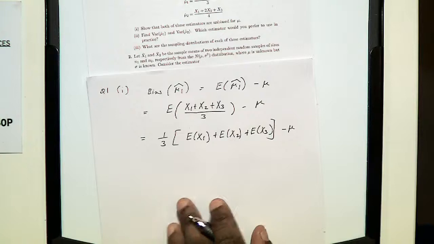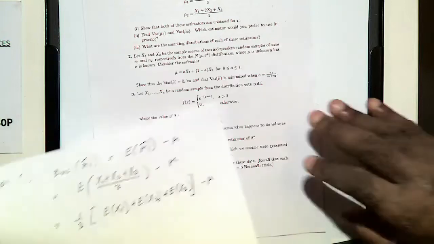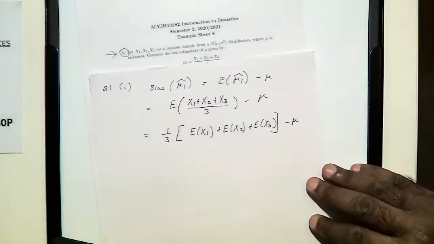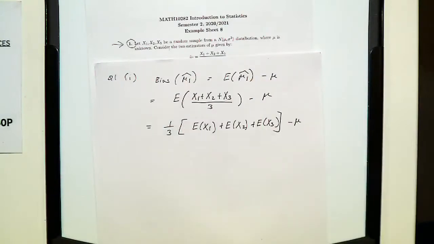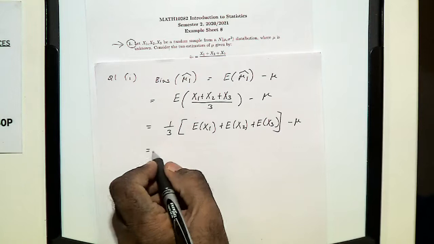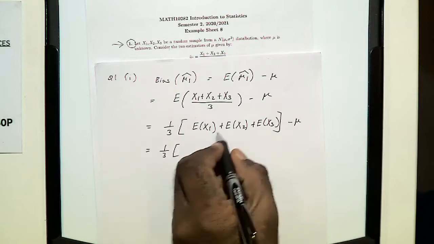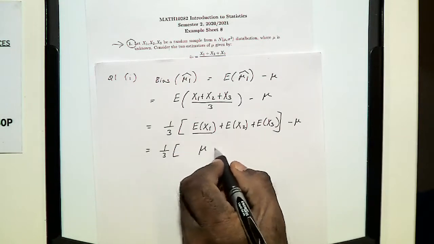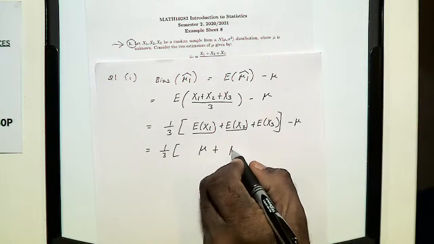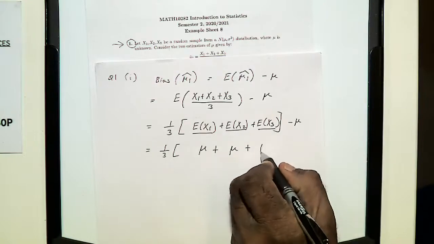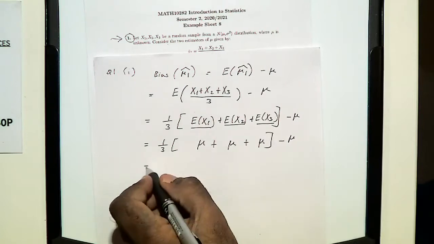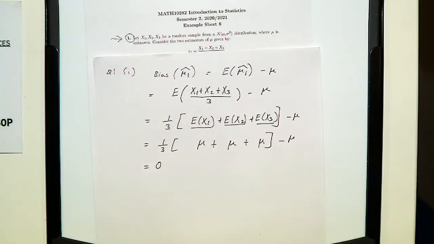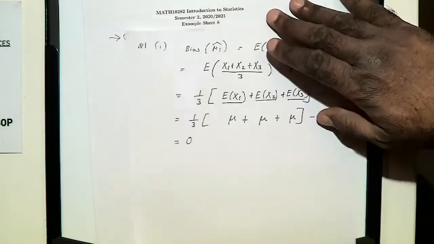Now the question says that x1 to x3 all have the normal distribution with mean mu and variance sigma squared. So what this means is that this one here is mu, this one here is also mu, and this one also mu. So the bias is 0. This implies that the first estimator is unbiased because the bias is 0. And the same thing for the second estimator.